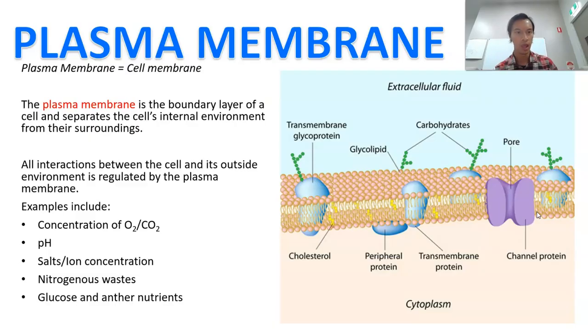Let's jump into it. The plasma membrane, also known as the cell membrane, is the boundary layer of a cell, and it separates the cell's internal environment from its surroundings, right? Basically, all of the interactions between the cell and the outside environment are regulated by the plasma membrane. It includes things like oxygen and carbon dioxide moving in and out of the cell, pH, salt ions, any sort of waste, and also glucose and nutrients, right?